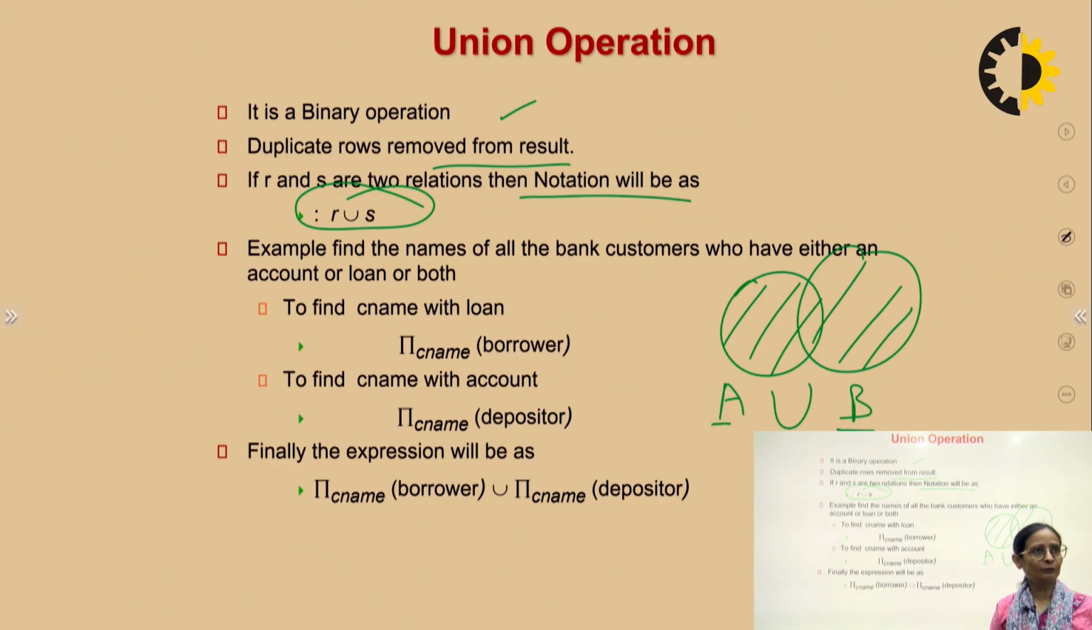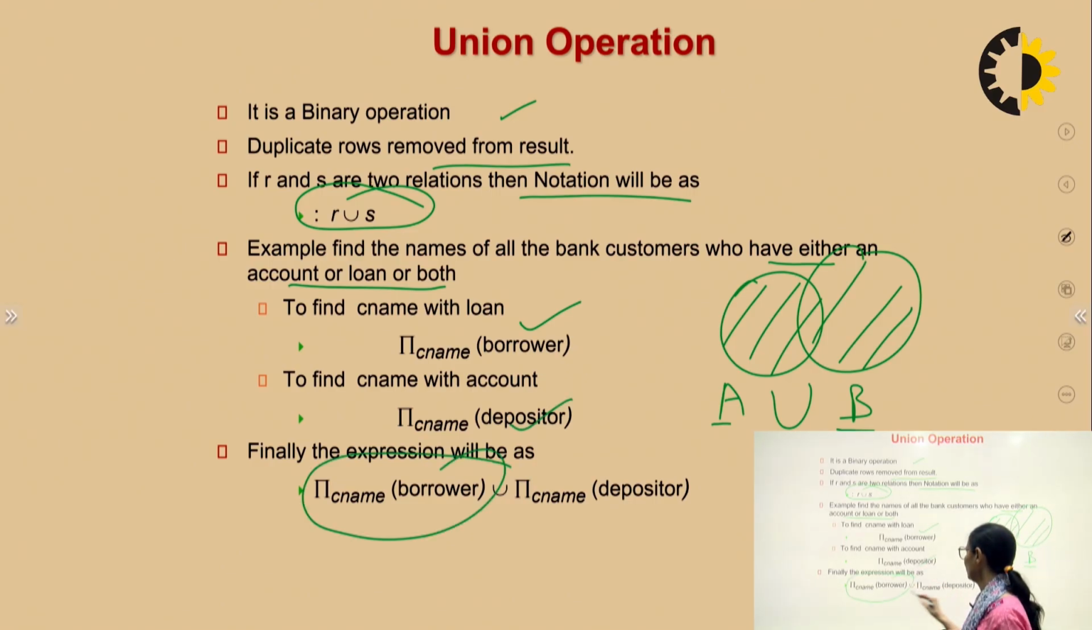For example, find the names of all the bank customers who have either an account or a loan or both. So first, the names of all the customers from my table borrower, then those with an account from the table depositor, and the final expression becomes the union of both the cases.